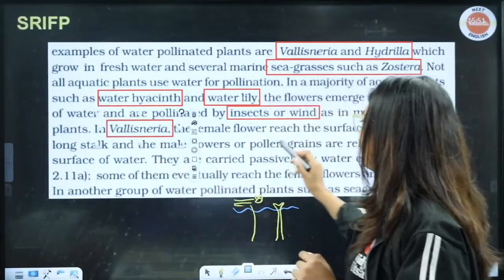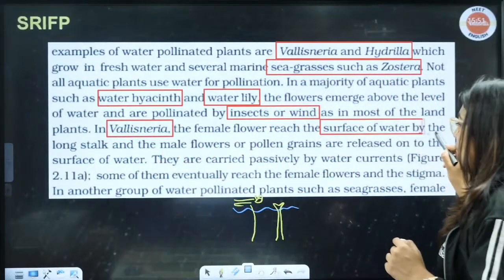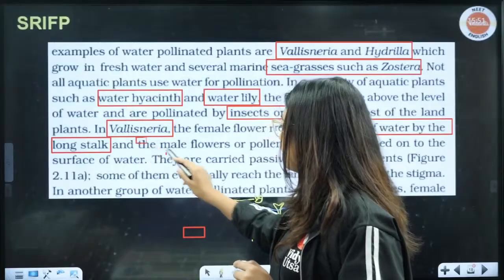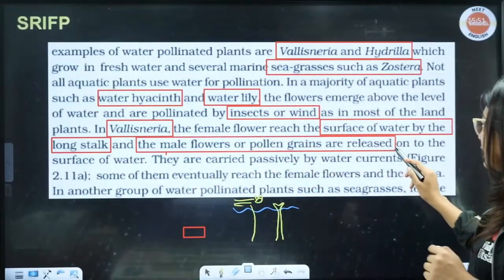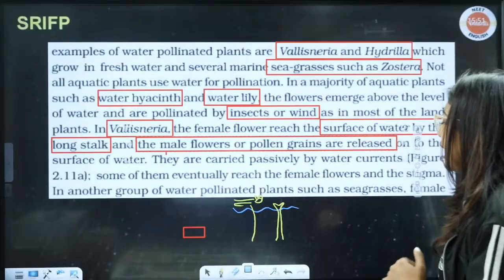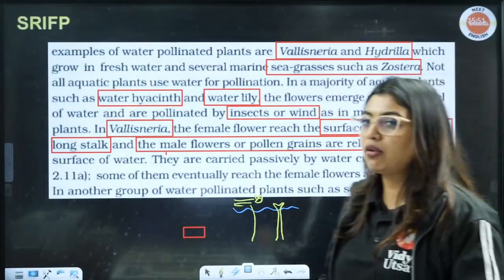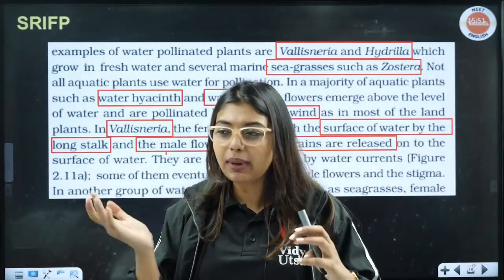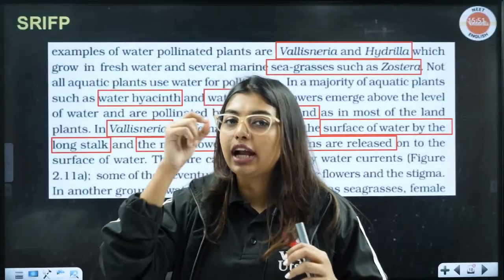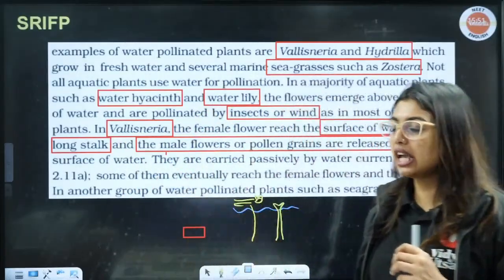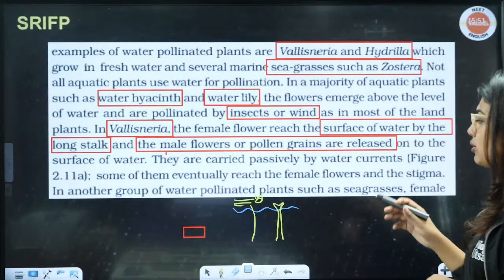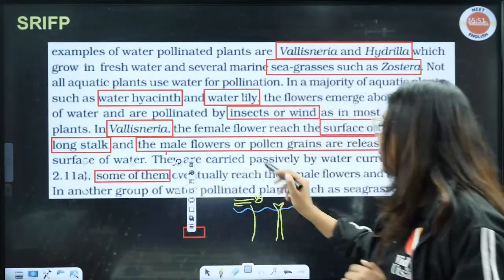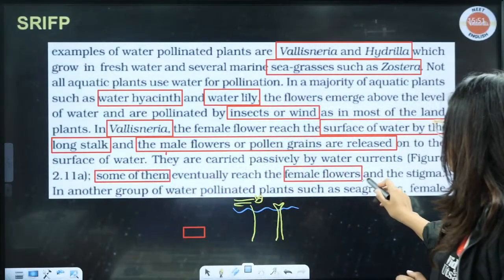In Vallisneria, the female flower reaches the surface of water by the long stalk. Okay, by the long stalk, and the male flowers or pollen grains are released onto the surface of water. They are carried passively by water currents. Passively by water currents. Are they completely taking the pollen from here and putting it in America? Not like that. Passively they are moved by water currents, and I told you they will have a mucilaginous cover, so the wetting can be avoided. Okay, some of them will eventually reach. Not all reach, but some of them will reach the female flowers and the stigma.